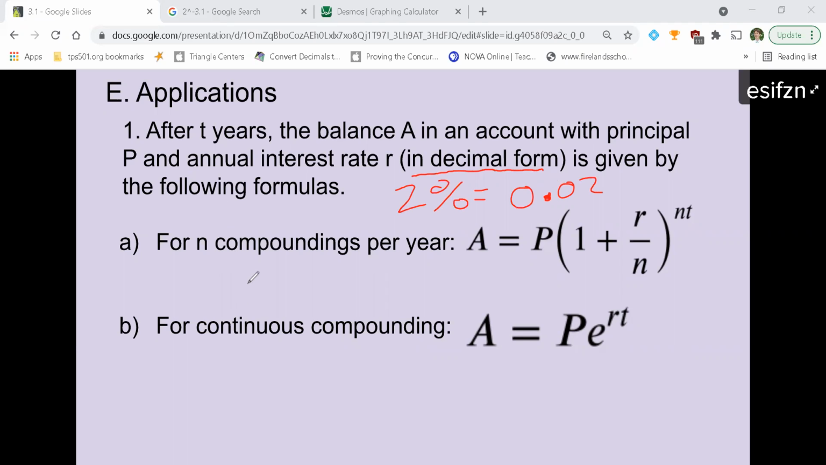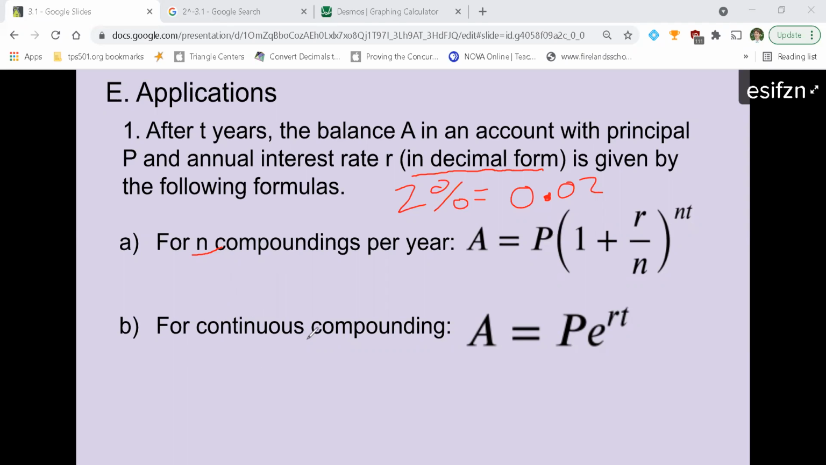Then you can use the following formulas to find A, depending on how it's compounded. If it's compounded n number of times a year, then you use this formula. For most of you, in real life, you'll usually deal with interest that's compounded every month. So if you have a savings account, or if your checking account generates interest, or if you owe somebody money, generally that will be compounded where n is 12. At the end of every month, they take the principal and apply your interest.